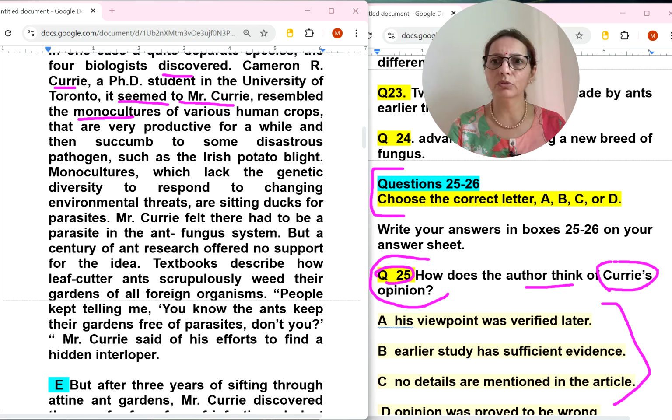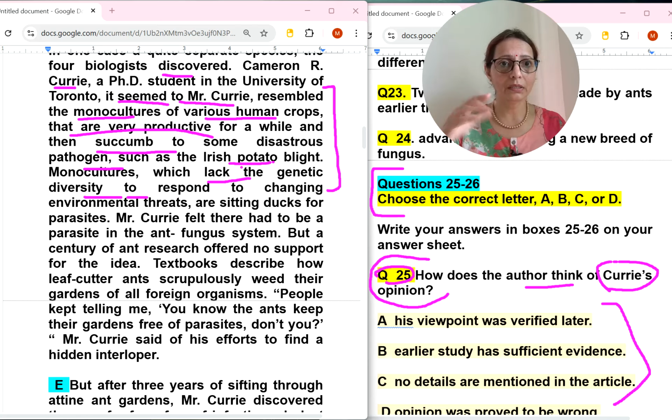It seemed to Mr. Curie resembled the monocultures of various human crops that are very productive for a while and then come to some disastrous pathogens such as Irish potato blight. Monocultures which led to genetic diversity. So they have started talking about Mr. Curie and his reports and all. So Mr. Curie felt, now what the writer thinks about Mr. Curie's opinion. So opinion is here.